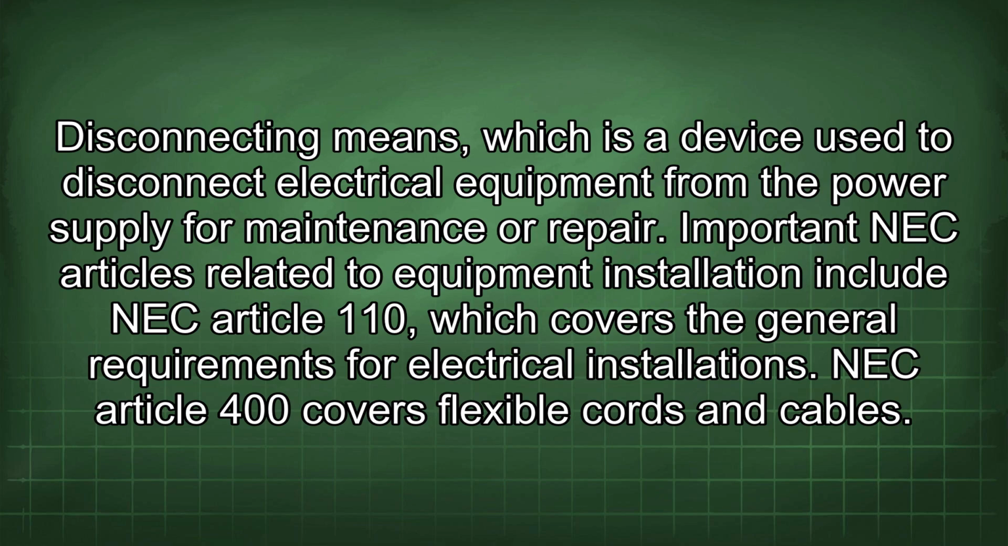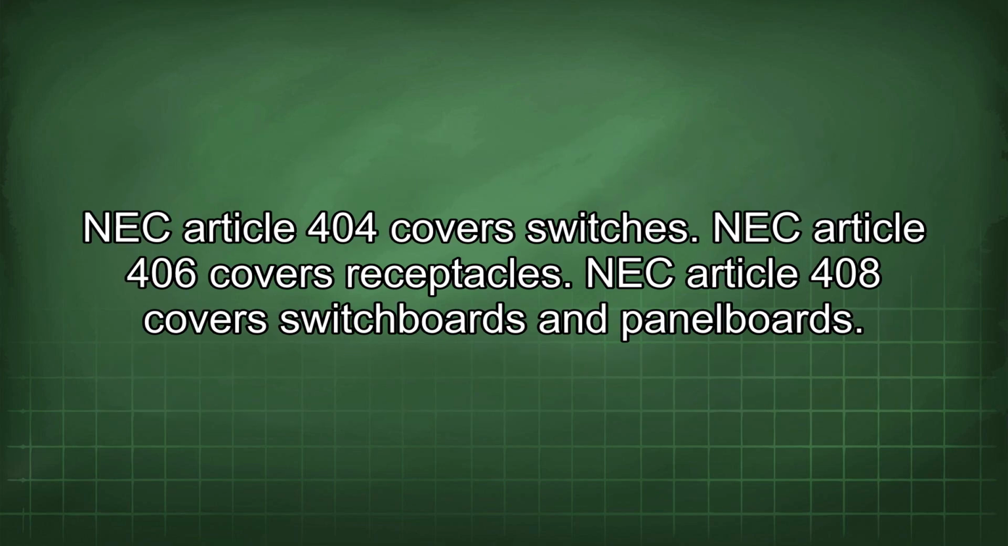Important NEC articles related to equipment installation include NEC Article 110, which covers the general requirements for electrical installations. NEC Article 400 covers flexible cords and cables. NEC Article 404 covers switches. NEC Article 406 covers receptacles. NEC Article 408 covers switchboards and panelboards.